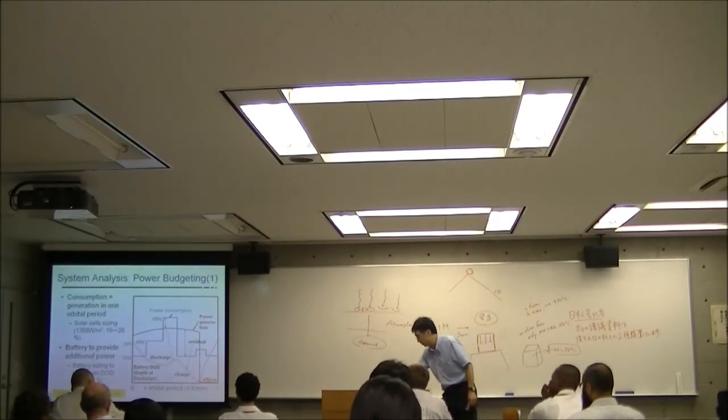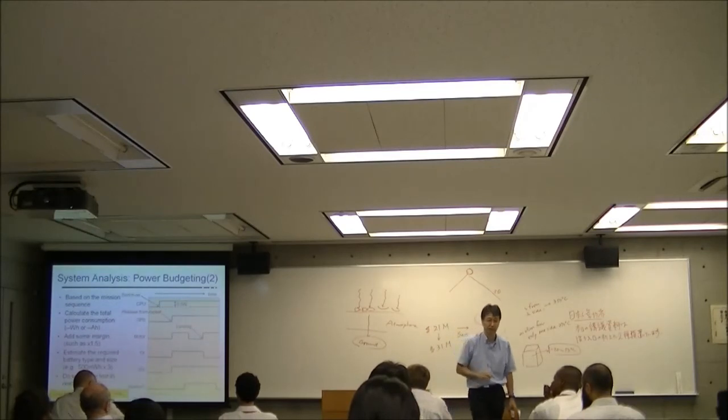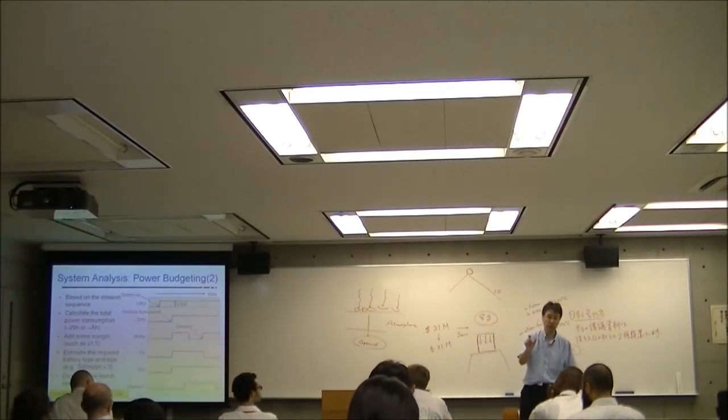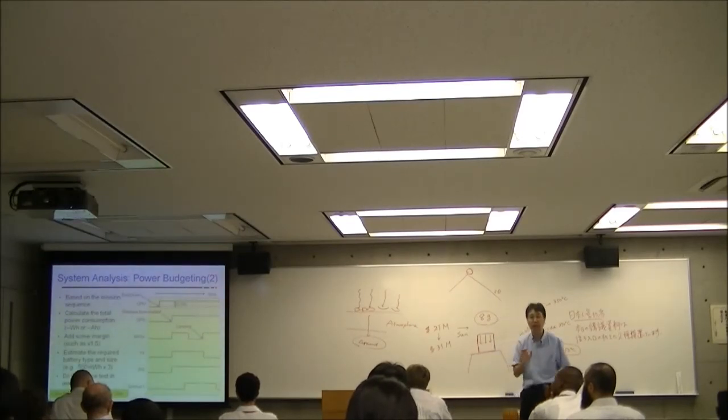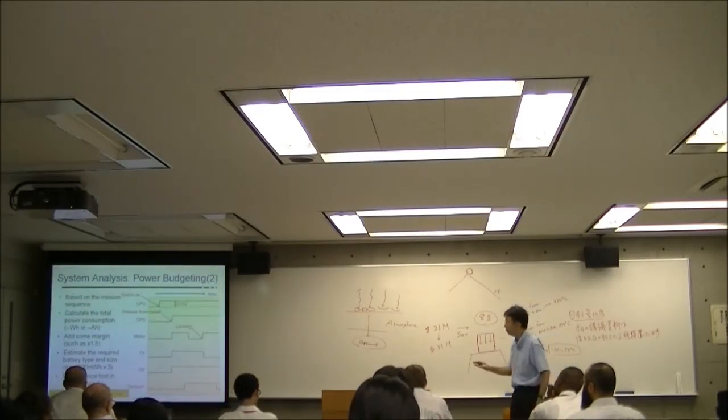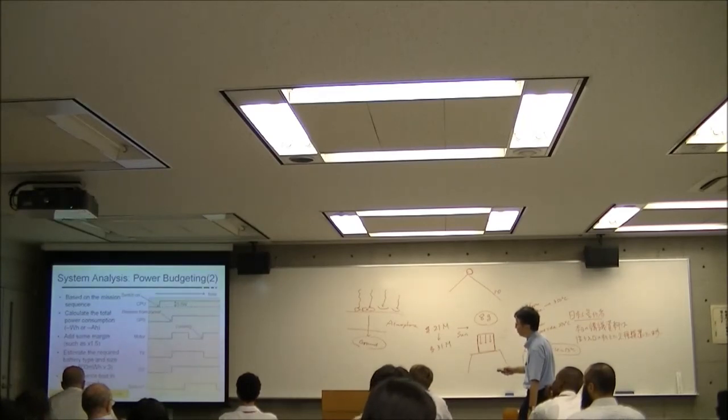But for the CanSat case, there is no power generation. Maybe you don't put any solar cells in. So there is no kind of power generation. So you only have to calculate how much power will be required for the total cycle. Okay, something like this. The horizontal axis shows the time. And this is several components.